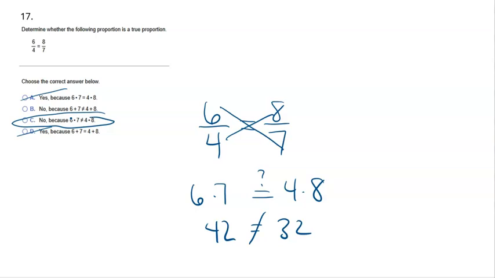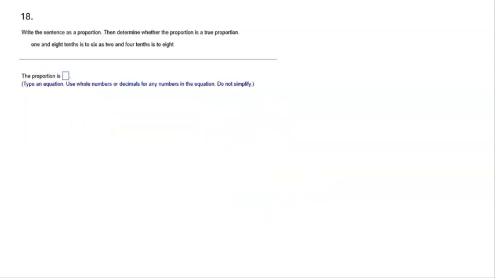Next problem. We've got write the sentence as a proportion, then determine whether the proportion is a true proportion. So remember, when you're writing a proportion, you have a ratio equal to another ratio.